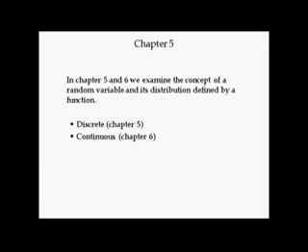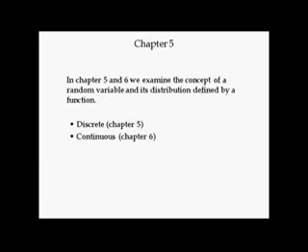In chapter 5, the function called the probability distribution function, or PDF, is denoted f of x, an f with parentheses around it and x. F of x is equal to the probability of x. F of x is the height of the distribution at x.